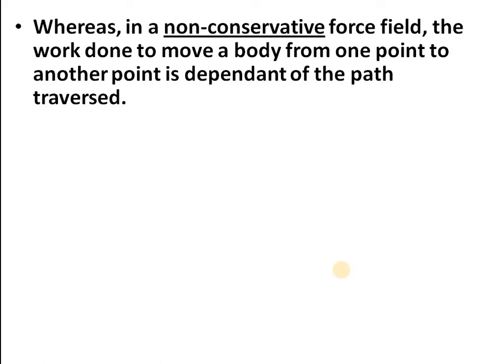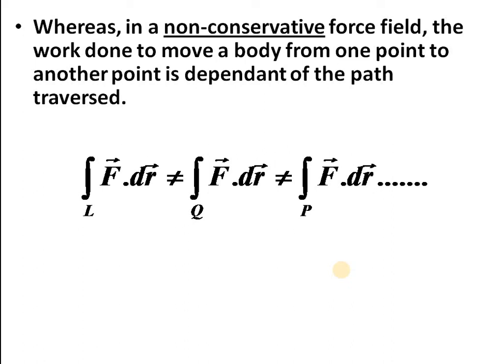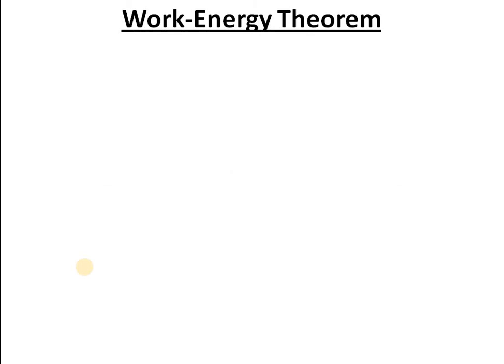In a non-conservative force field, the work done to move a body from one point to another is dependent on the path. Path dependency is there. In that case, work done in different paths, L, Q, P, etc. will be different. That is why this is shown with an inequality. They are not the same. So work done to move from 1 to 2 and 2 to 1 are not always the same, so you cannot add it. There are so many examples of non-conservative forces. Frictional force is a very good example, and similarly viscous force. Whenever a body is moving through a viscous fluid, the body experiences a force that is also of a non-conservative nature. And there are so many other examples of non-conservative force fields.